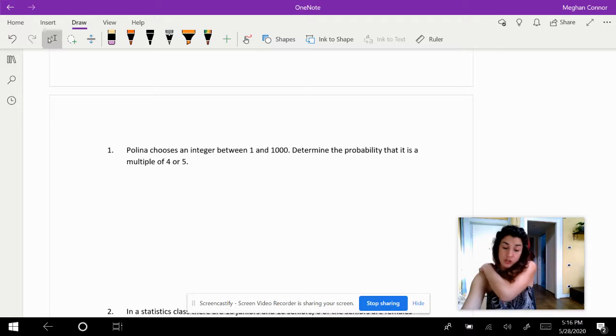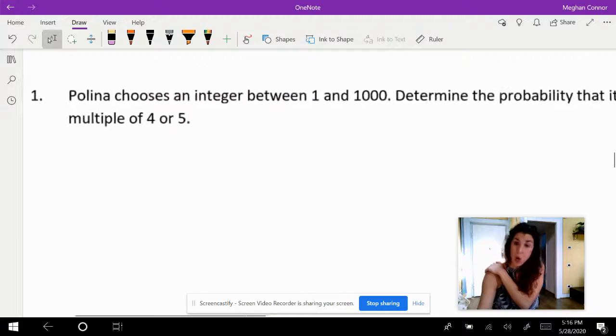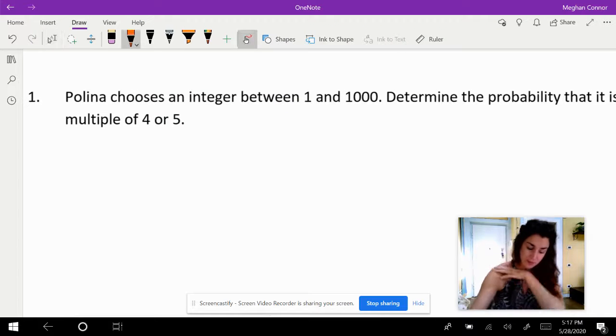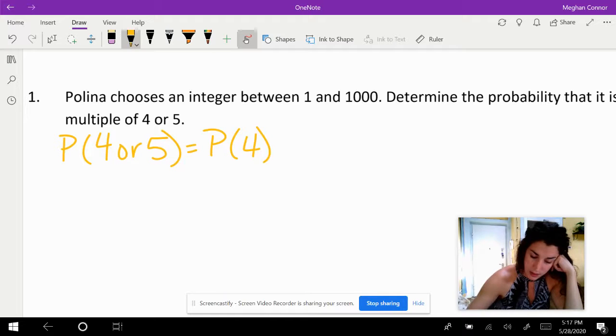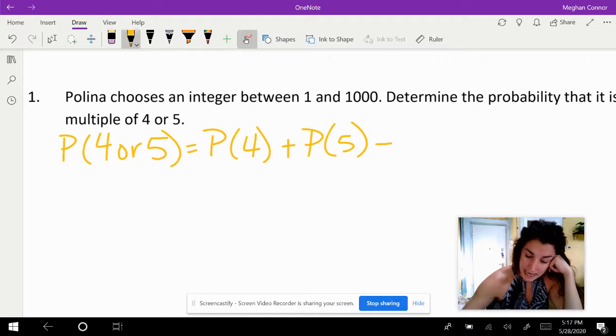Paulina chooses an integer between 1 and 1,000. Determine the probability that it is a multiple of 4 or 5. So, writing out our ideas before we get started, the probability of 4 or 5 is going to be the probability of 4 plus the probability of 5 minus the probability of both 4 and 5.